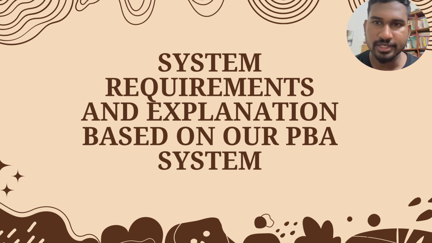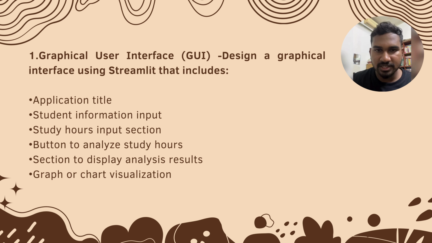System requirement and explanation based on our PBA system. First, let's see the graphical user interface, which we call GUI. Design a graphical interface using Streamlit that includes application title, student information input, study hours input section, button to analyze study hours, section to display analyzed results, graph or chart visualization.